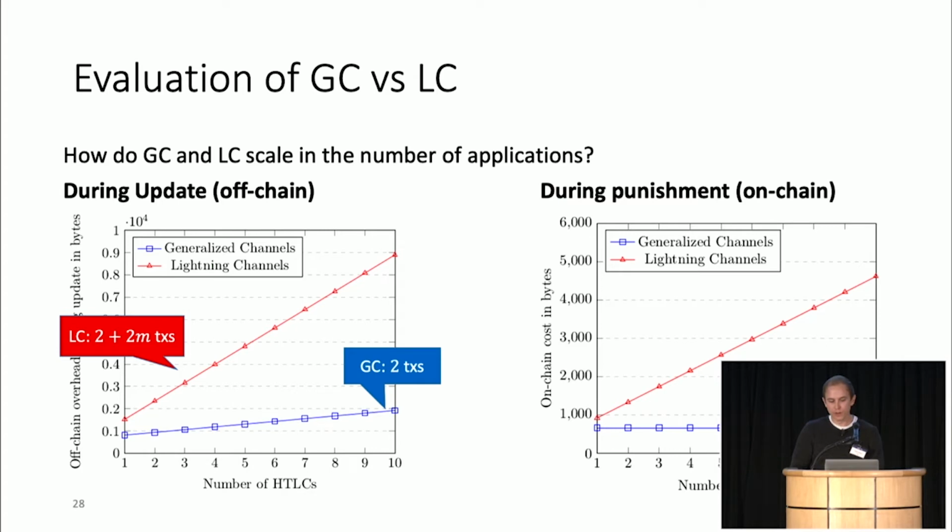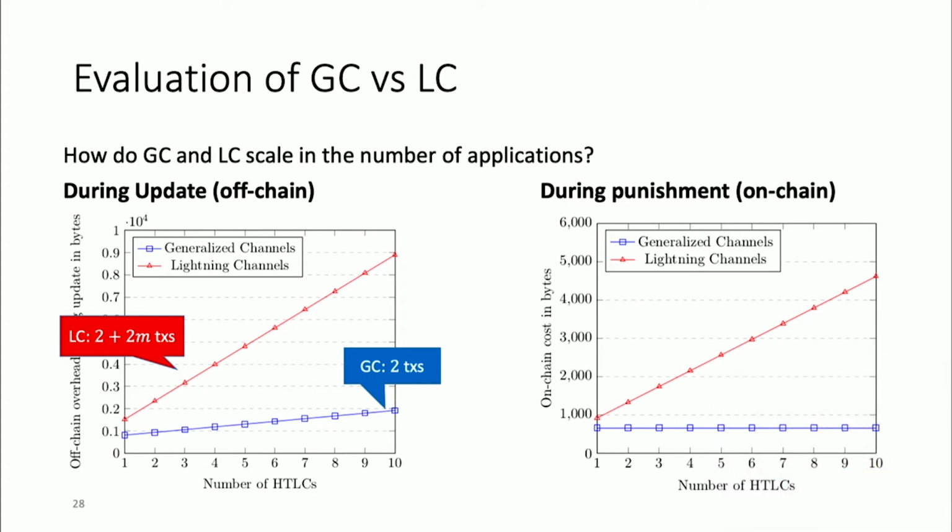And the second one I want to point out is during the punishment, and this is really where the benefit of generalized channels comes in. Here it's really just a constant cost, no matter how many applications we have. Whereas in Lightning channels, again the red one, it's linear. We need to post a linear number of transactions, and for generalized channels it's only 2, and this time not even with a linear number of outputs.